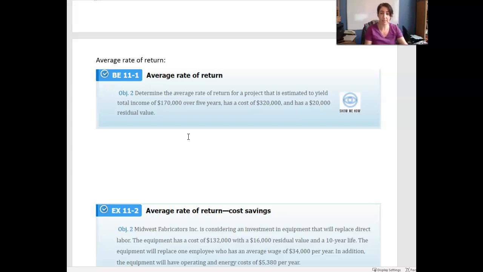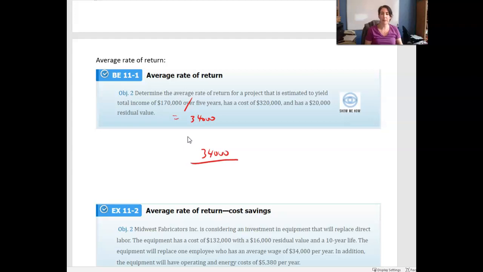Okay, so if we went back to that formula, it was average annual income, right? This is income of $170,000 over 5 years. All right, here we go. $170,000 over 5 years. So if I'm looking for the annual income, I'm going to take $170,000 divided by 5 years. And that is going to be $34,000 per year. Okay, so my numerator is going to be 34,000.